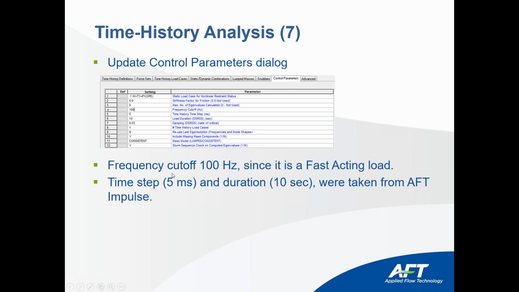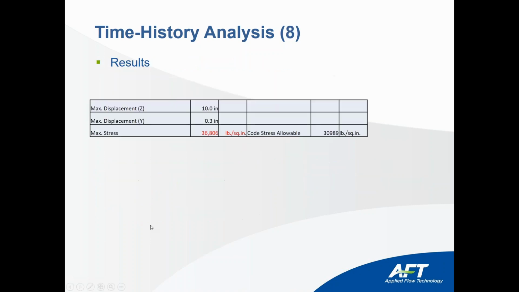In this case, we use 5 milliseconds and a duration of 10 seconds because we took this information from Impulse. And really, I haven't proved whether or not this changed the results, but it seems reasonable to use the same time step and the same duration that Impulse uses, since it was originally created using that format. Once you finish this, you run the time history analysis, and you see the results according to code.